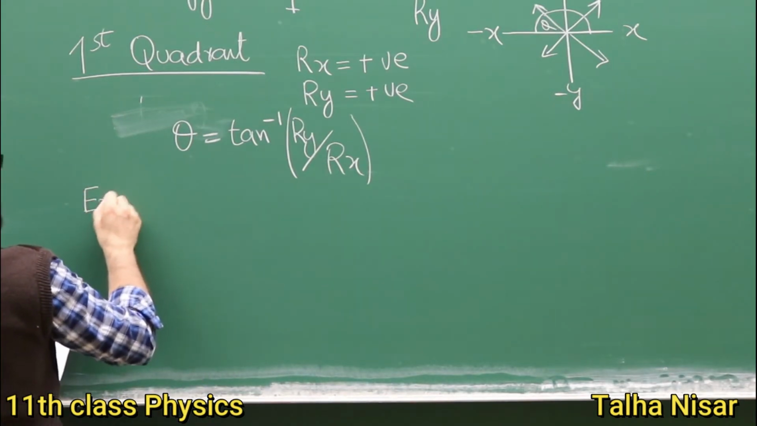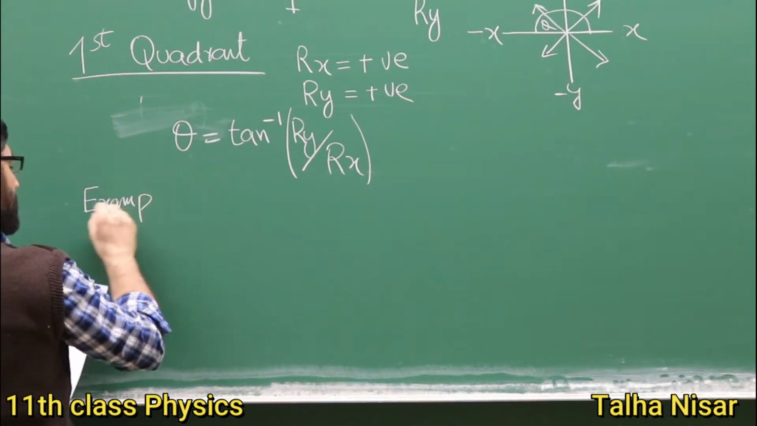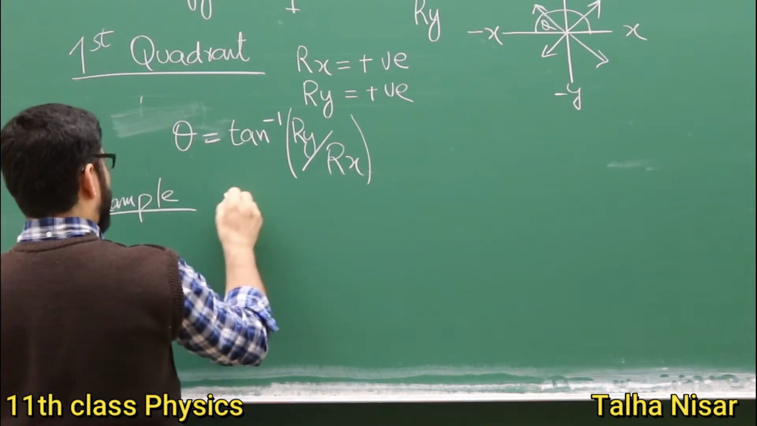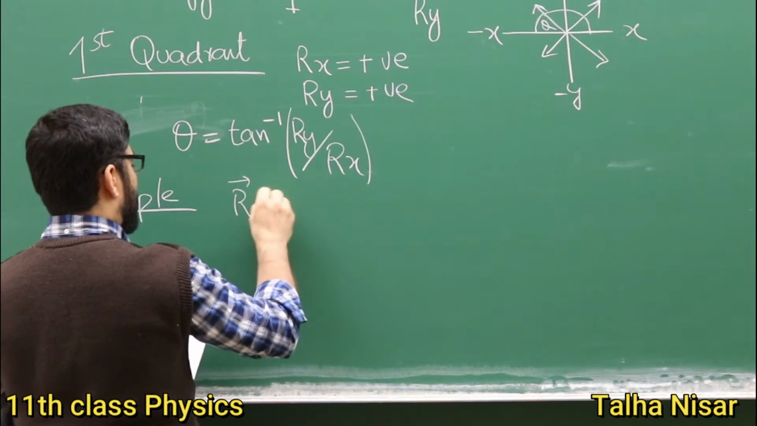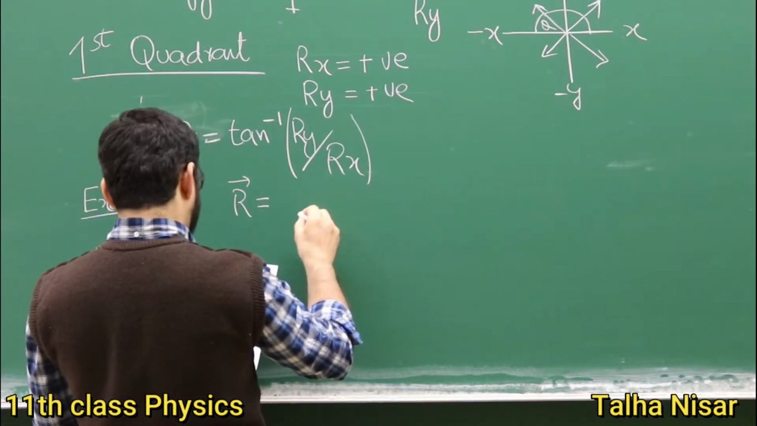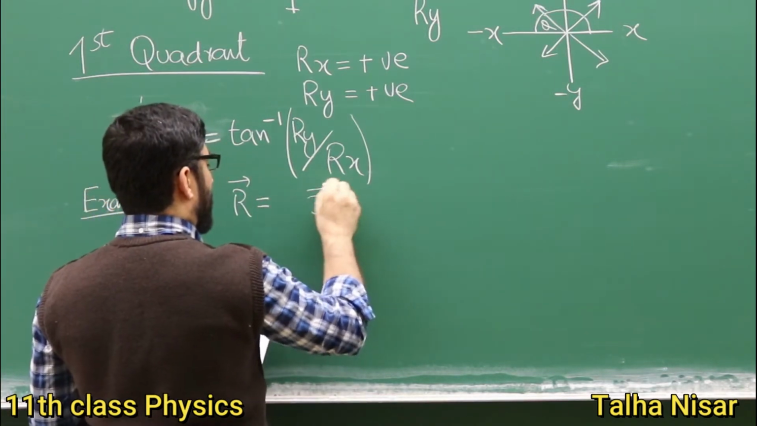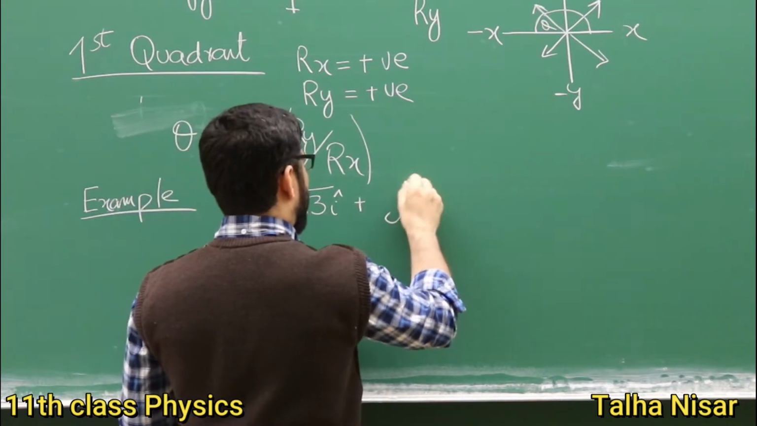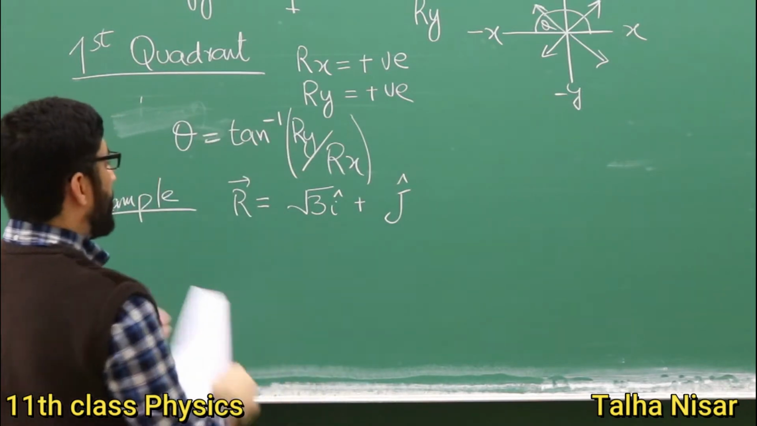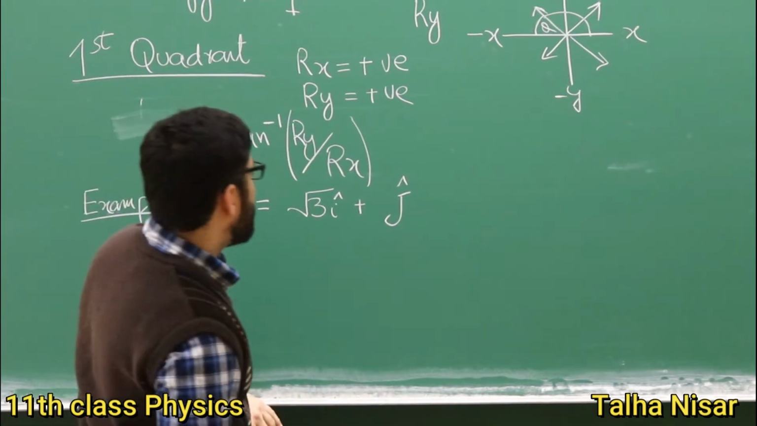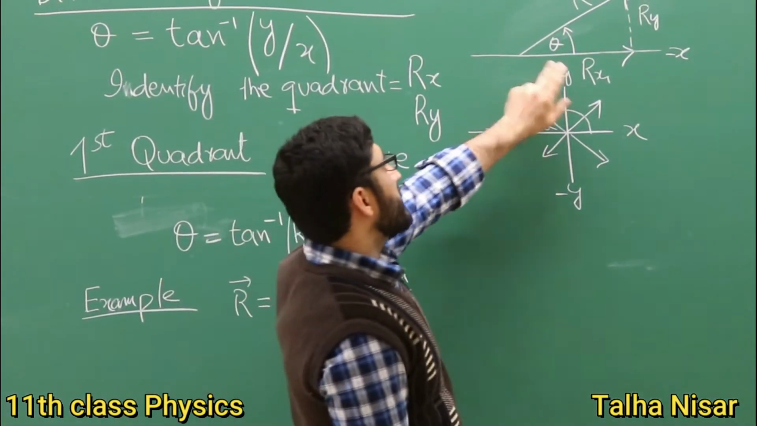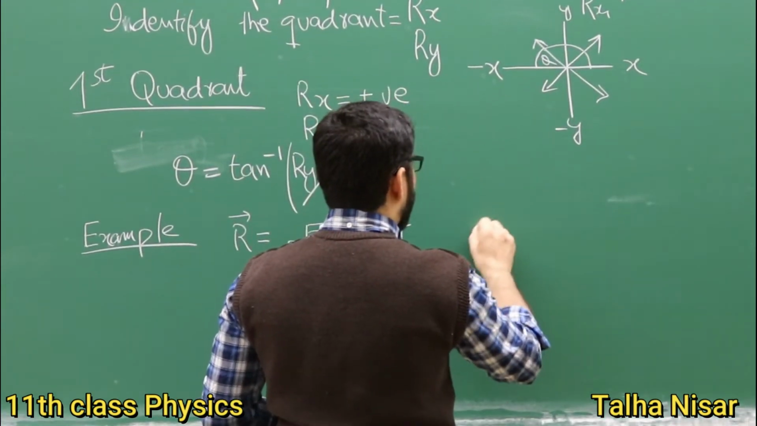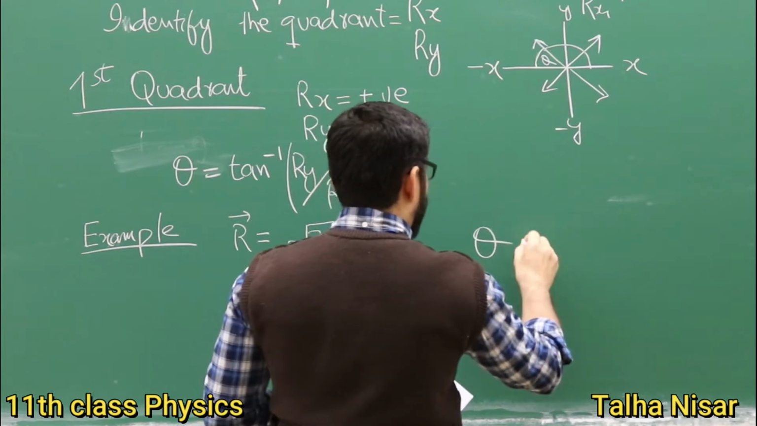So we have the example. R equals 3i plus j. So this is the resultant vector. The resultant vector is given, and we are asked what is the angle with respect to the positive x-axis.